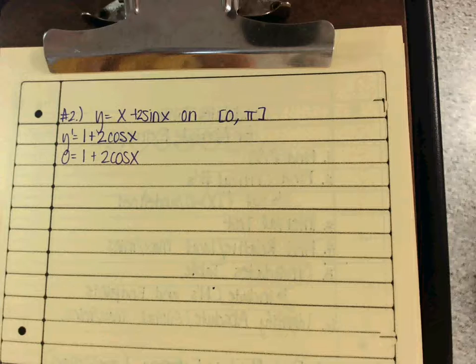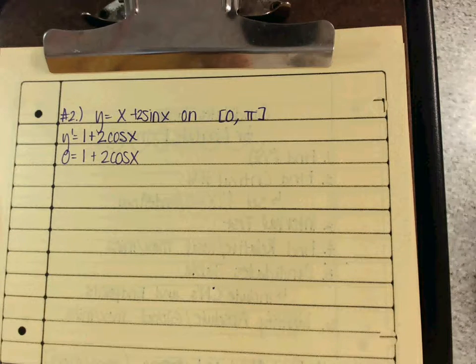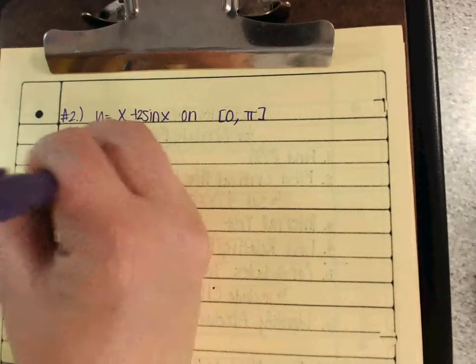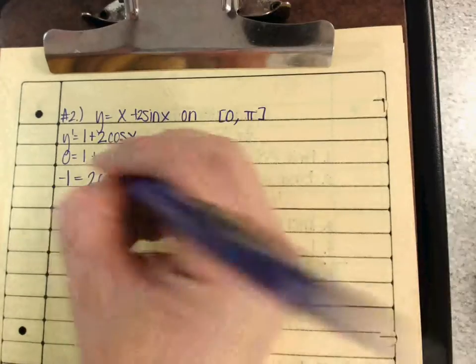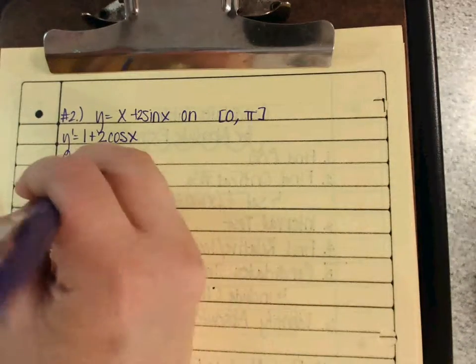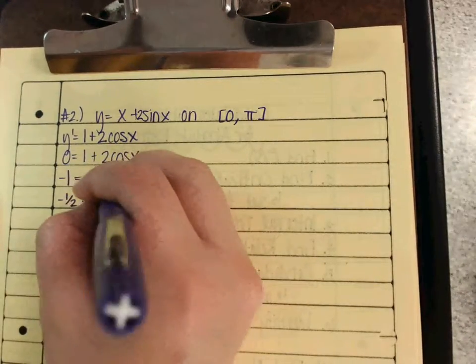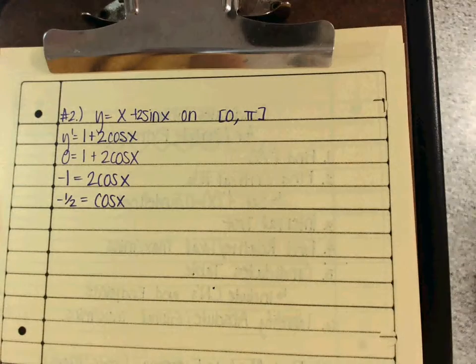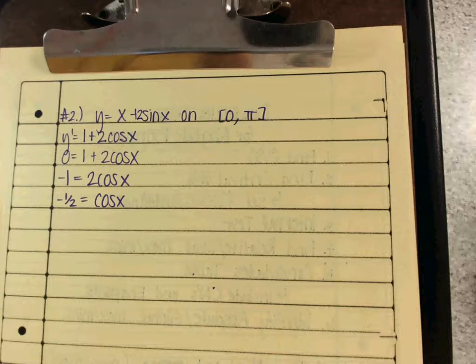Okay, they do this pretty frequently on the AP test where you have to solve. So I'm going to minus my 1 across. So now it's negative 1 equals 2 cosine x. And then what could I do after that? So now it's negative a half equals cosine x. So far so good?